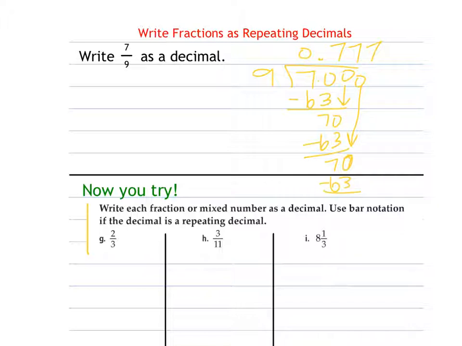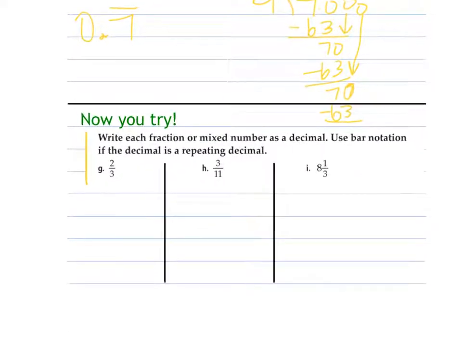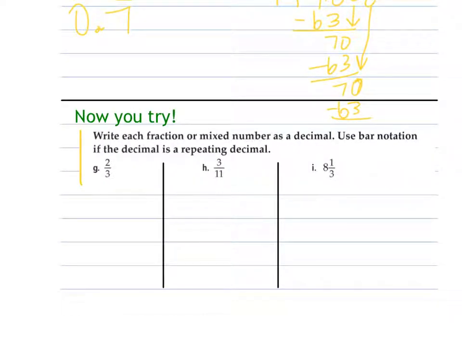So instead of dividing forever, once we start noticing this pattern, we could just write it as 0.7 with the bar notation over the 7. You only need to include 1 because it's going to show that that just keeps on repeating. Okay, so now there's some here for you to try. The division is the same as we were doing before, but now you're going to write it as a decimal. Use bar notation if you need to.